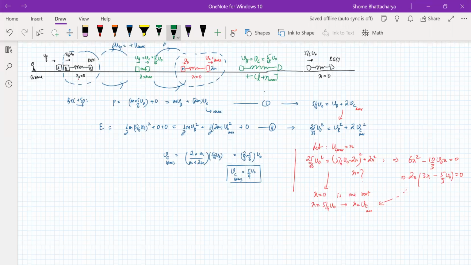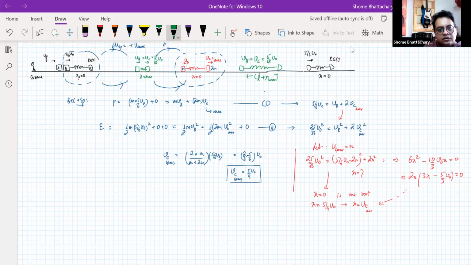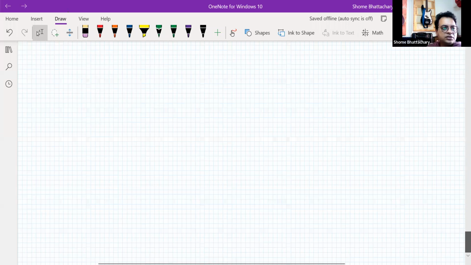So return. Okay, this is clear. Yes, sir. Okay, now let's look at another situation where we'll use concepts of center of mass and system of particles.